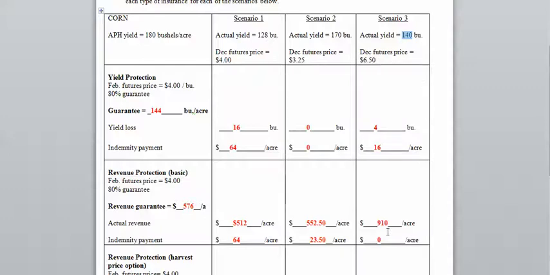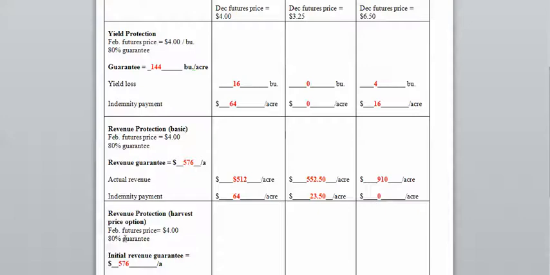So when we compute our actual revenue, we take our yield of 140 bushel per acre times $6.50. We take that 140 times 6.50 to get our actual revenue of $910. That's well above our revenue guarantee of $576. So even though we had a low yield and we were paid on yield protection insurance, we are not going to be paid on revenue protection basic.